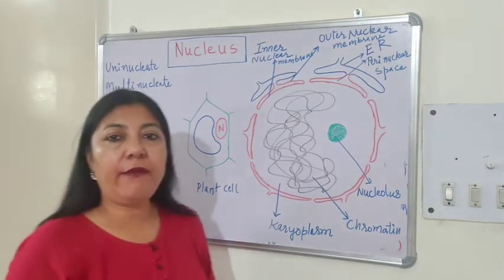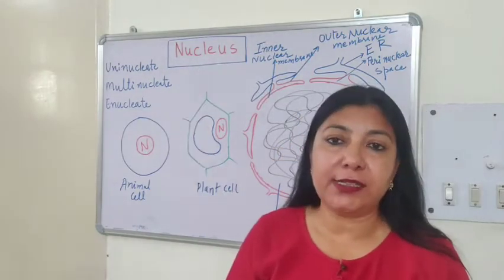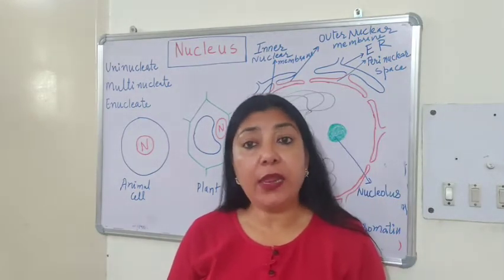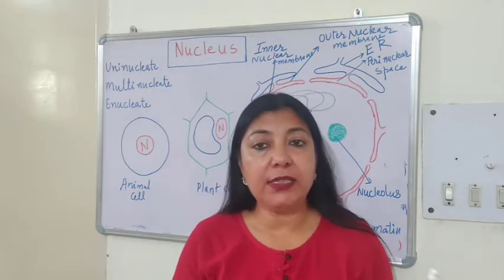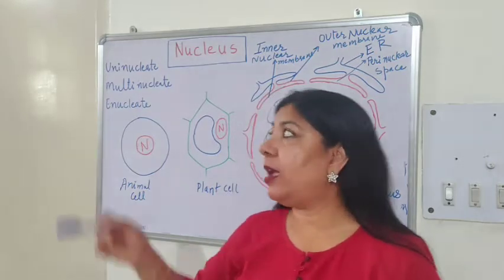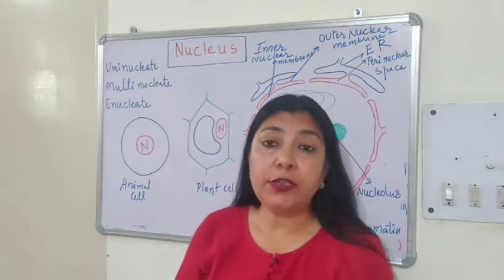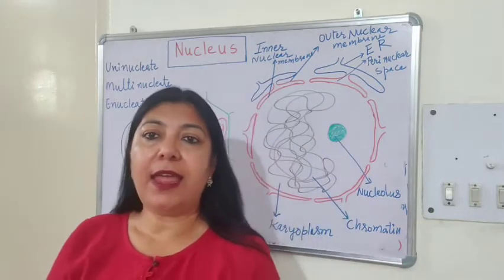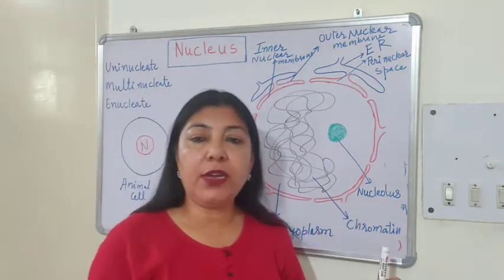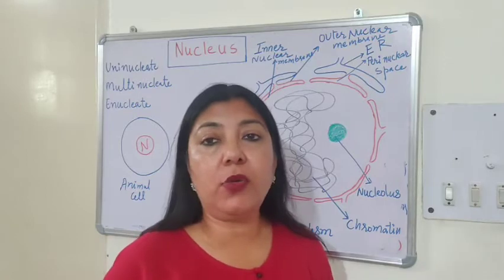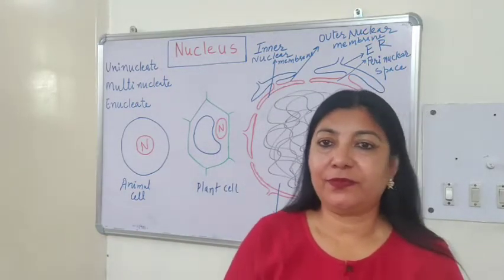Most of the cells have a single nucleus, and that's why they are called uninucleate cells. Few cells have many nuclei in them, like our muscle cells, mainly the skeletal muscle cells, and they are called multinucleate. And there are few cells which do not have any nucleus, like our RBCs. They are enucleate. They do not have a nucleus. They lose the nucleus. Also in plants, xylem cells don't have any nucleus.